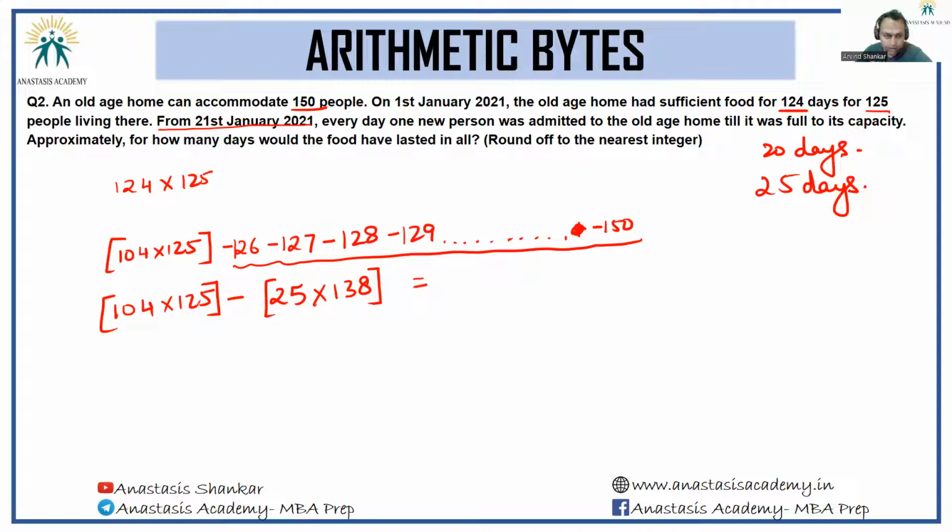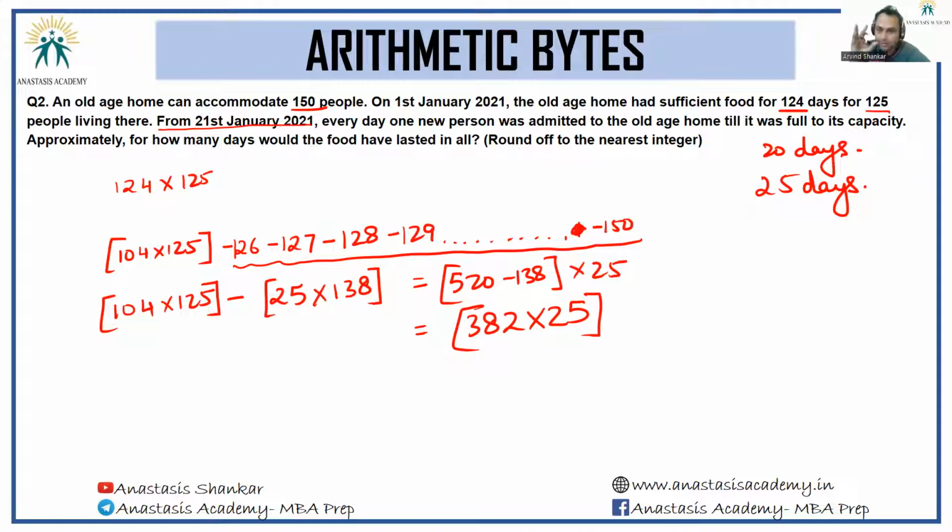amount. So I can do 25 into 104 into 5. 104 into 5 would be 520. So 520 minus 138 into 25, or this is equal to how much? 120 gone and 18 more. So 382 into 25 is left. This is the amount of food left. And now we have 150 people left.